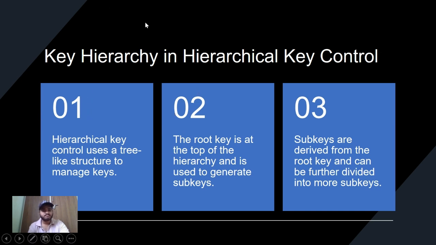First, hierarchical key control uses a tree-like structure to manage the keys. It looks like a tree, and the root key is at the top of the hierarchy. As we know, the root key is always on the top of the tree, and it is used to generate the subkeys. The subkeys are derived from the root key and can be further divided into more subkeys. So hierarchical key control uses a tree-like structure consisting of the root key as well as subkeys.